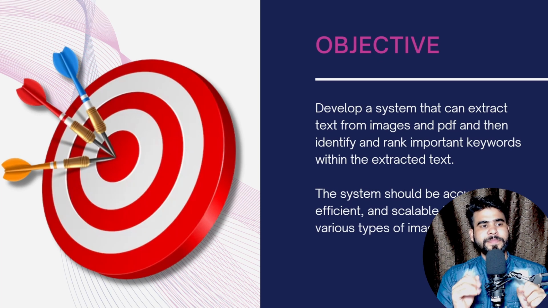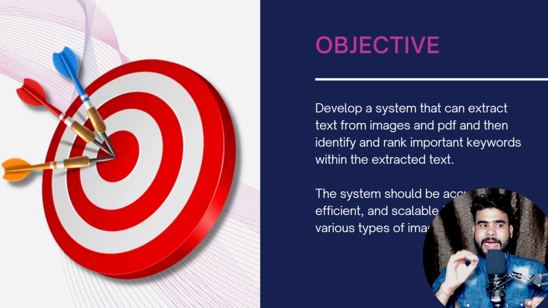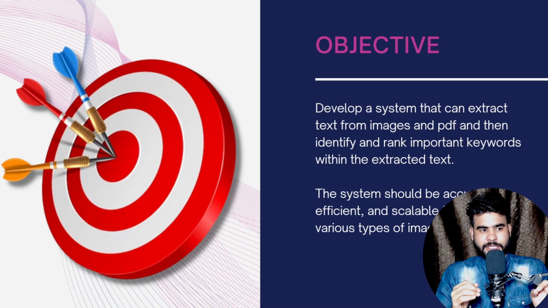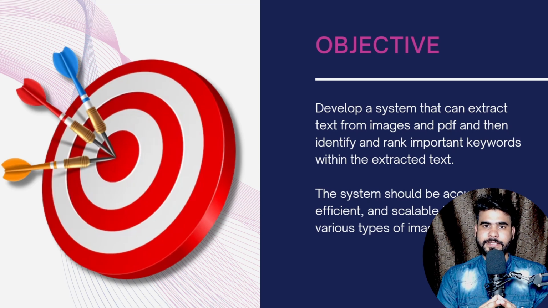Develop a system that can extract the text from images and from PDFs, then identify and rank the important keywords within the extracted text. The system should be accurate, efficient and scalable to handle various types of images and text. Let's try to understand with the help of an example.